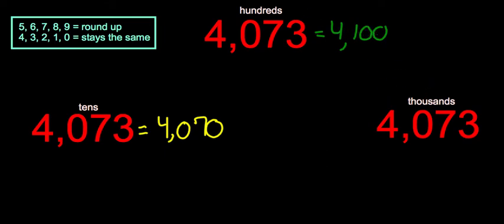Let's now try it to the thousands place. I got to first locate which number's in the thousands place, and that's a 4. I got to look at its neighbor. This guy's a 0. Remember, if it's 4 and below, the number stays the same. So the number 4 stays the same. Everything after it becomes a 0. So 4,073, when rounded to the thousands place, becomes a 4,000.